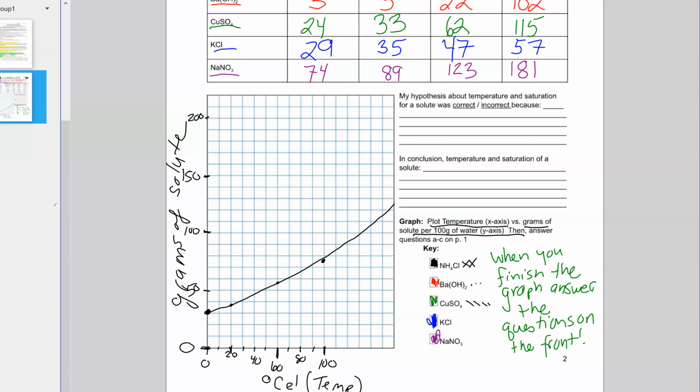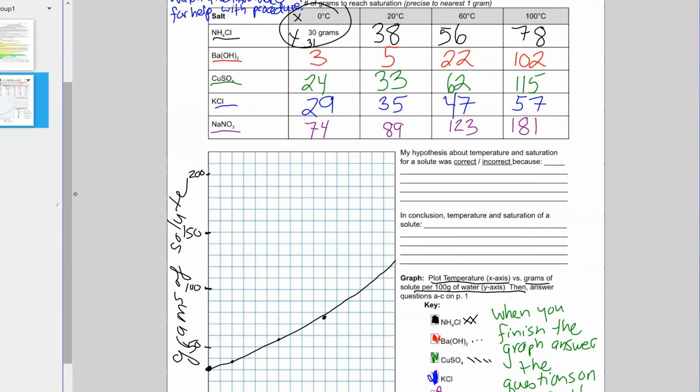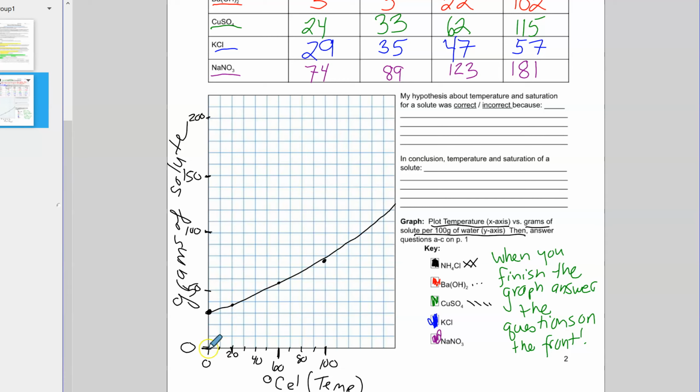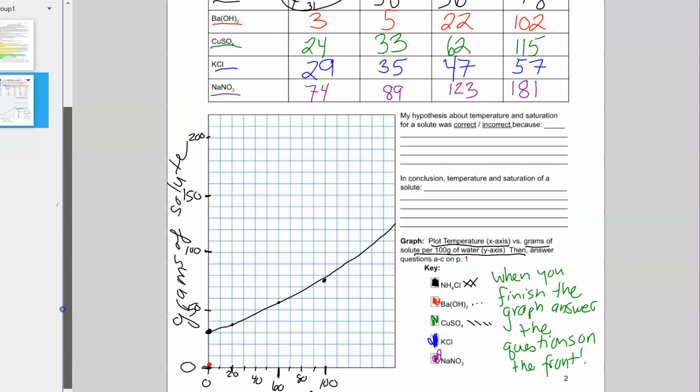Okay, so now we've got barium hydroxide. So remember, our X value is going to be 0. Our Y value here is going to be 3. So we've got to put a point at 0. Now here's 10. Here's about 5. So 3 is going to be way down here by the origin. Then we've got 20 and 5. That's an easier point to graph. Then we've got 60 and 22. Here's 20. 22 is probably right about there.